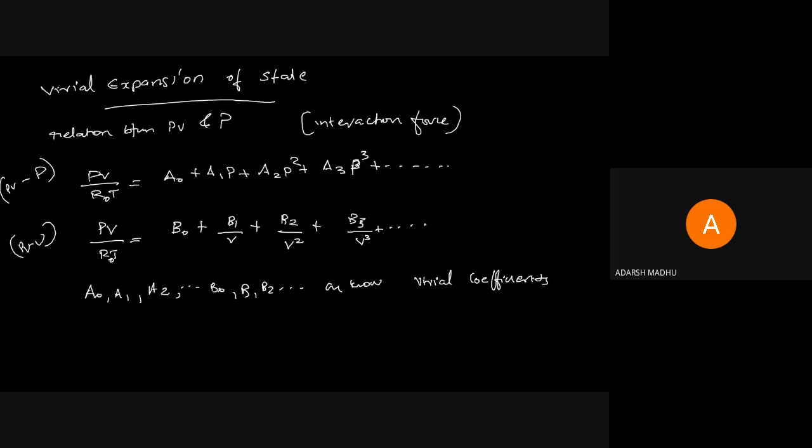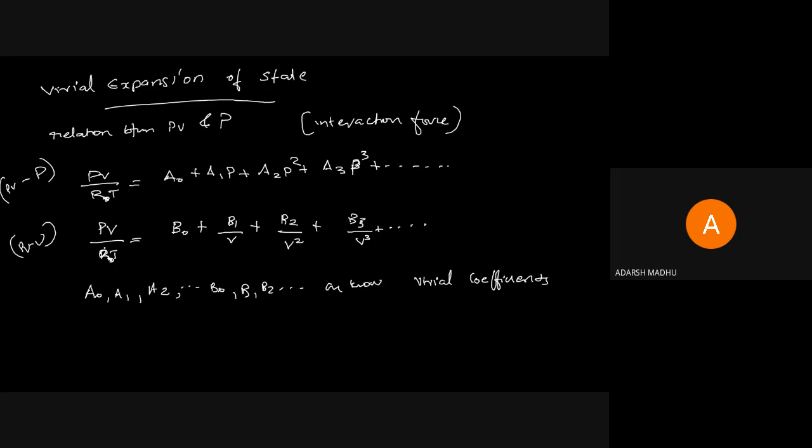That is an expansion of a particular power series which shows the relation between PV and RT. R naught is the universal gas constant, and R is the characteristic gas constant. The first one is the relation between PV and P, the second is the relation between PV and V, and A naught, A1, A2, A3 for the first one and B naught, B1, B2, etc. for the second are known as virial coefficients.